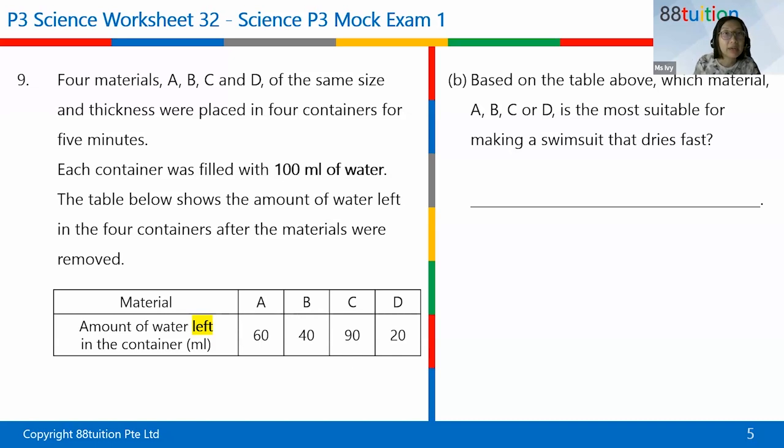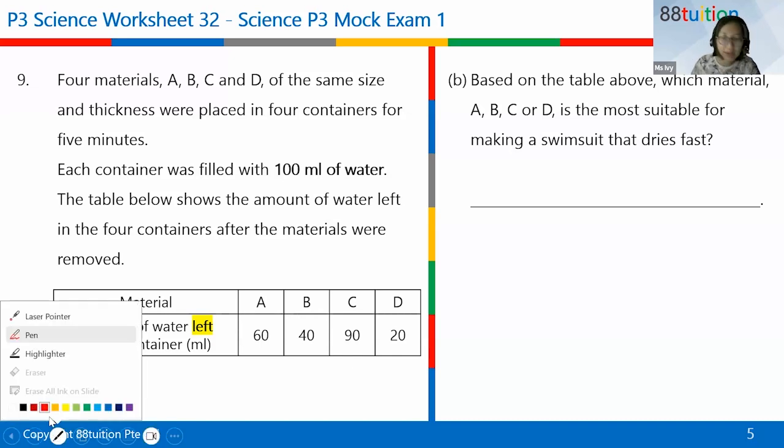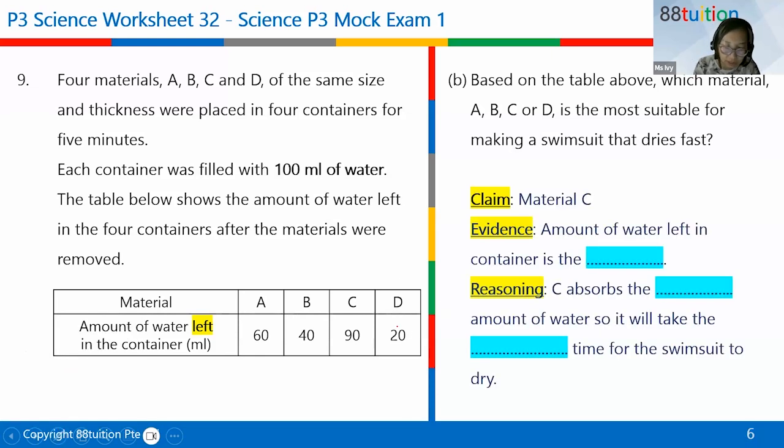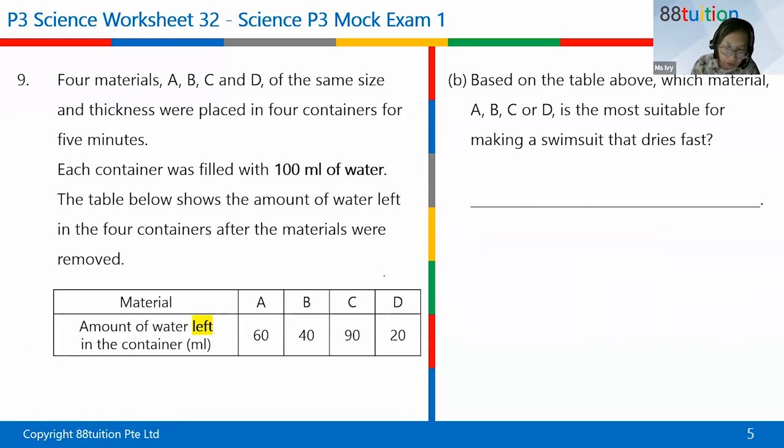Okay. Right now, let me show you what you will do. Whenever they ask you to choose, you either choose the smallest number or you choose the biggest number. So either C or D. Don't choose A, don't choose B. Even if you don't understand the question, you can make a wild guess. It's either C or D.